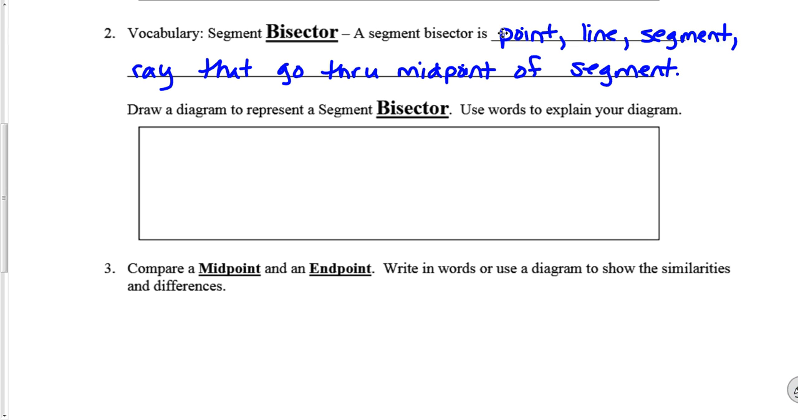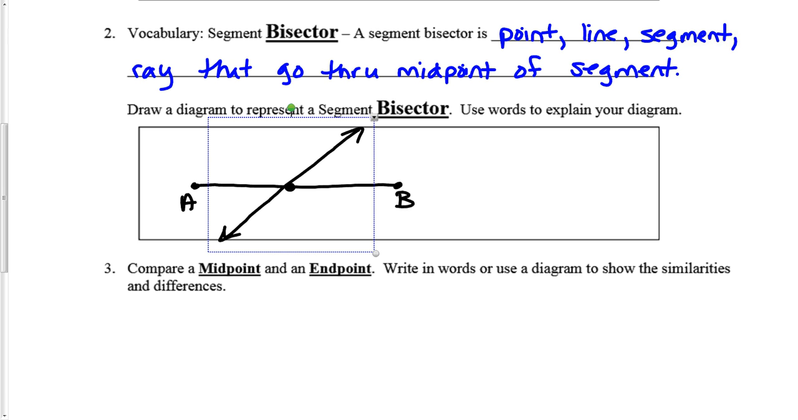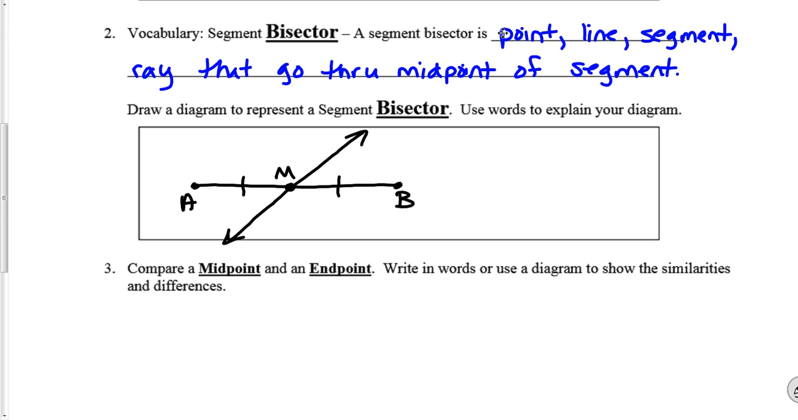In the diagram of a segment bisector, I'm going to start the way I did with my midpoint, with segment AB. Then I'm going to identify where the midpoint is, but I know a segment bisector doesn't have to be a point. I'm going to make a line that should go through that midpoint. I'm going to label that M, and again, to indicate that M is the middle, I'm going to put a single slash on each of those.